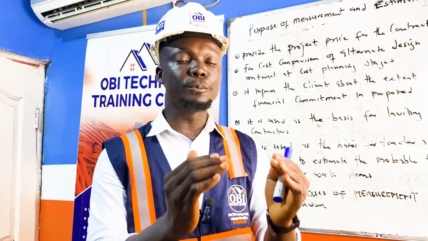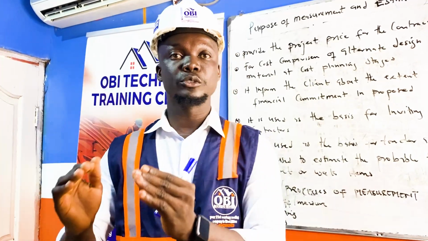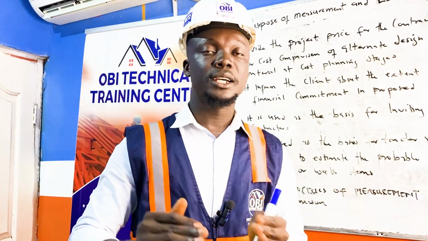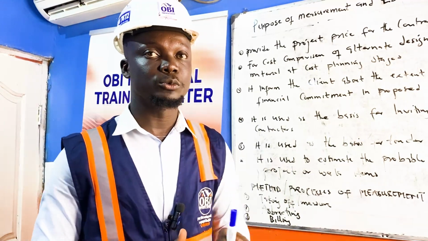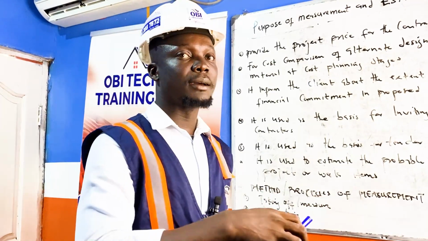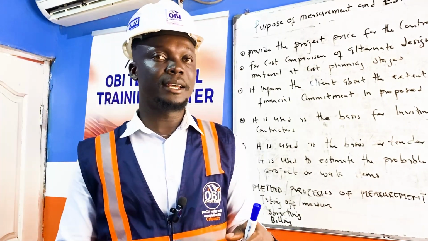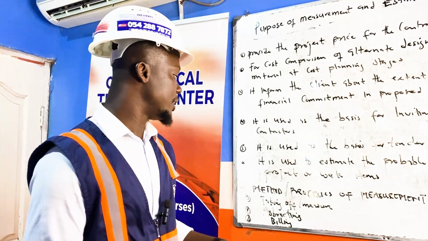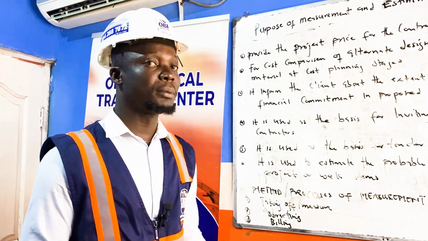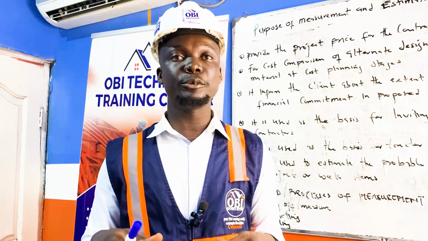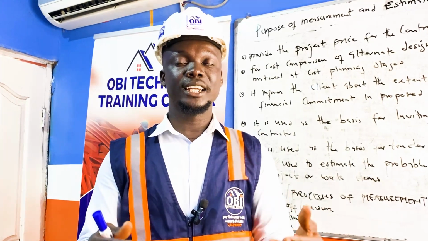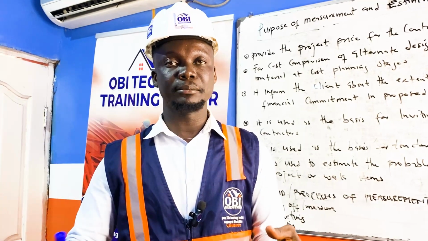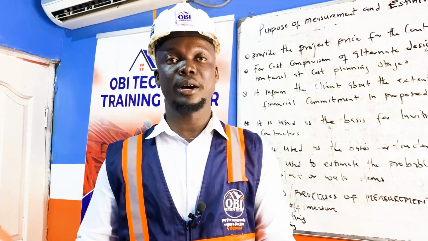So the abstracting will group the measurements in terms of trade work: masonry, carpentry, painting, tiling, and all those things. When we pick them, we insert them directly in the bill of quantity, the bill. Then we have the third stage, which is the billing. The billing is where we do the actual bill of quantity, which comes with the description of the work item, the quantity, the unit, the rate, and the amount.